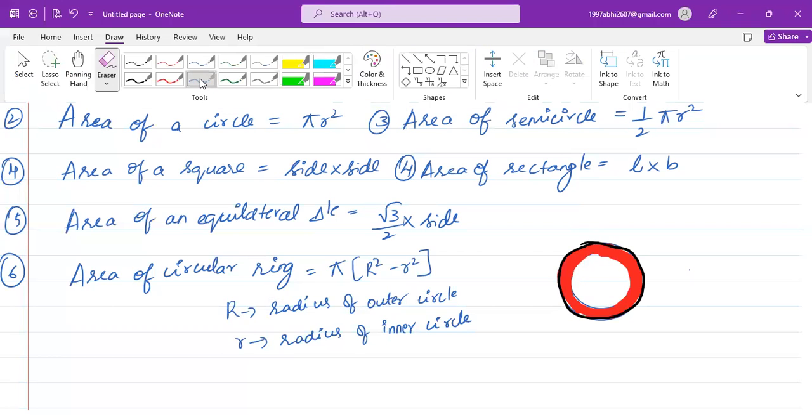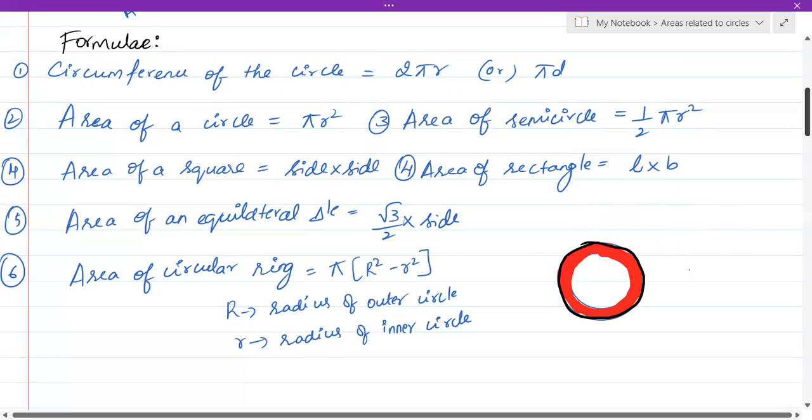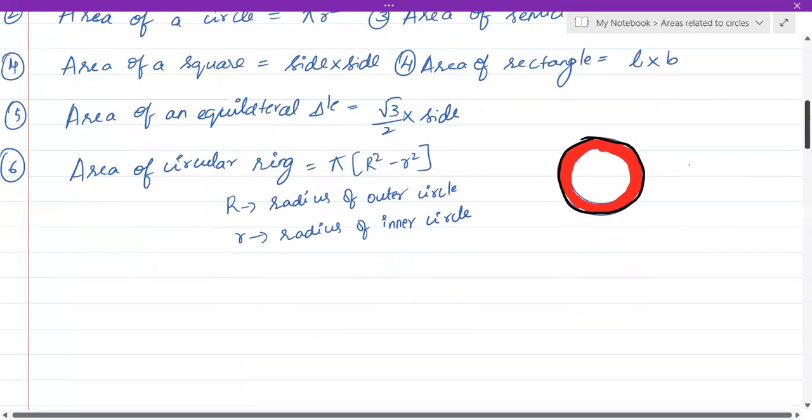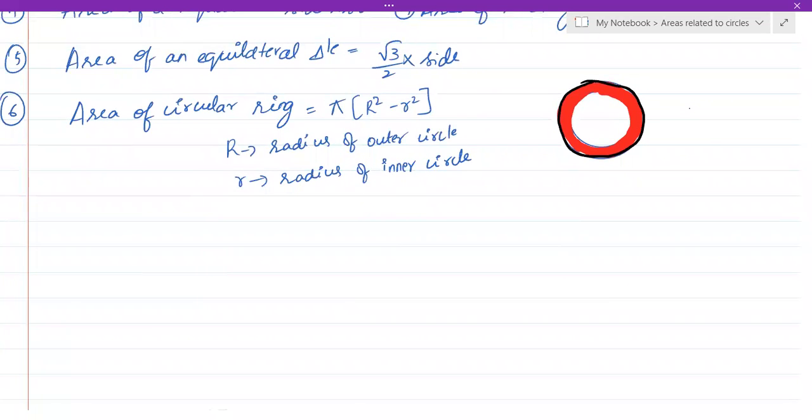So what we did was we found the area of the bigger circle, which is pi capital R square. In that we don't need the inner circle, whose area is pi small r square. So we subtract the smaller one from the bigger one. Pi is common, so we are left with capital R square minus small r square. That's how we got the formula. So remember, area of circular ring is given by the formula pi into capital R square minus small r square. Let's get into the next one.